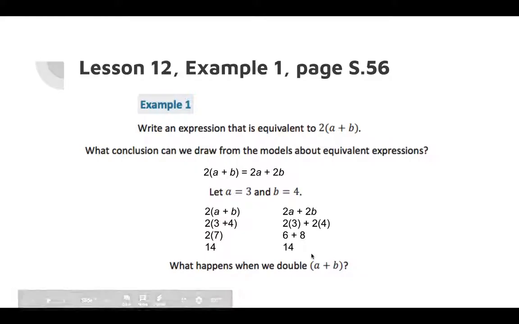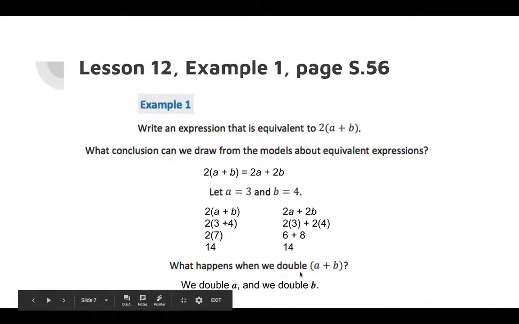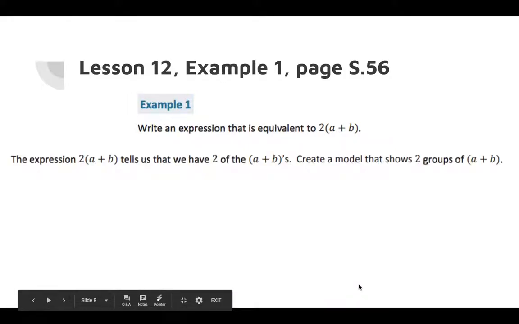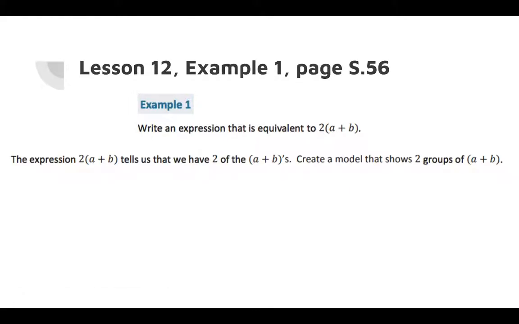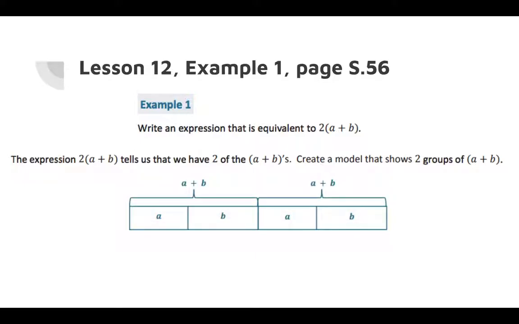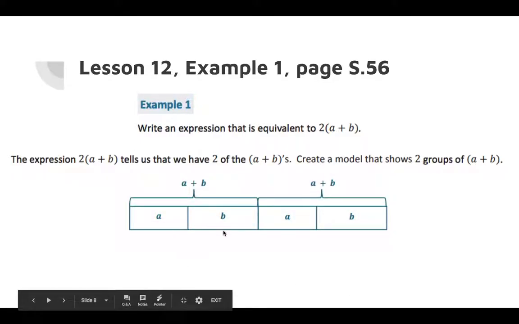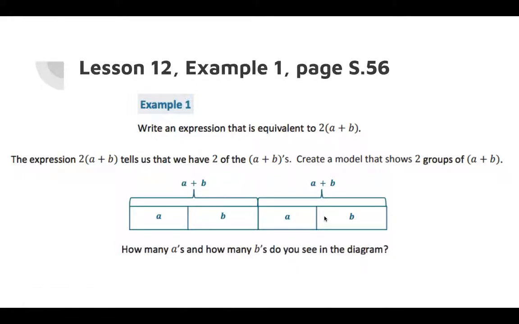What happens if we double a plus b? Okay, so we double a and we double b. So it would be 2 times a plus 2 times b. That's basically what that means. The expression 2 times the sum of a plus b tells us that we have 2 of the a plus b's. Create a model that shows 2 groups of a plus b. And this is what that looks like, right? We have our a plus b and another a plus b. How many a's and how many b's do you see in the diagram? Okay, there are 2 a's and there are 2 b's, right? One here and one here, one here and one here.